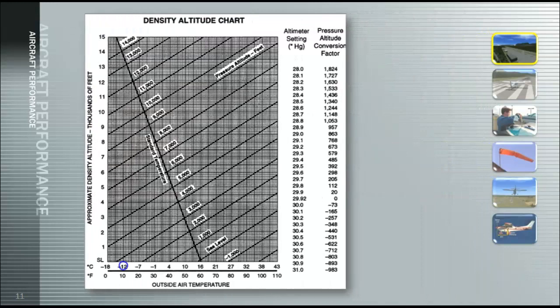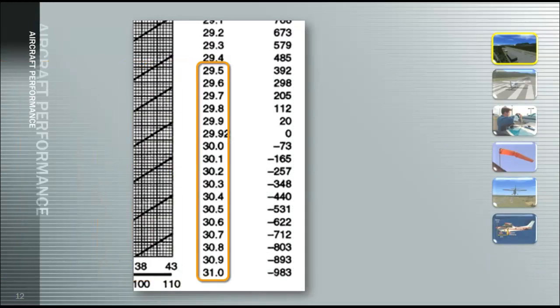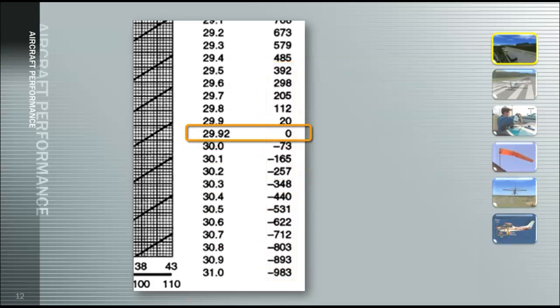So on the right side you see this table, and you see different altimeter settings. For each altimeter setting, there's an adjustment factor. So for example, at 29.92, which is standard pressure, the adjustment factor is 0. But if your altimeter setting is 30.20, then you would subtract 257 feet from your indicated altitude to get your pressure altitude.